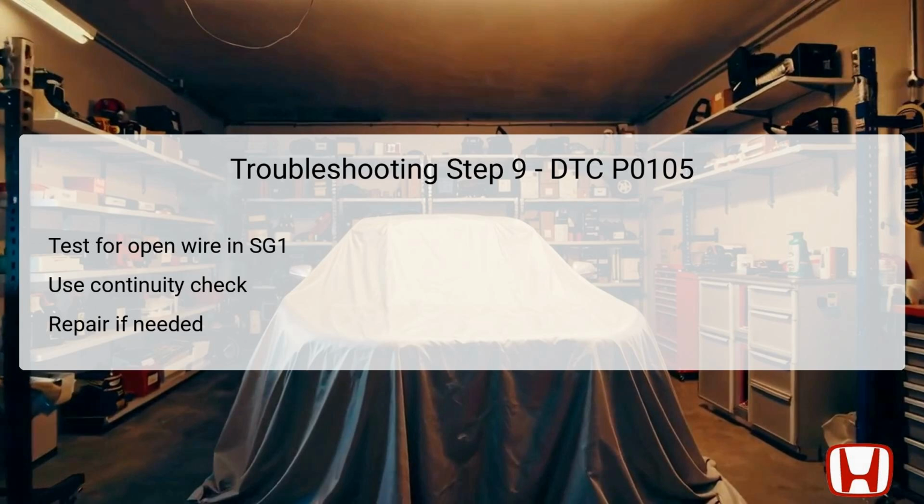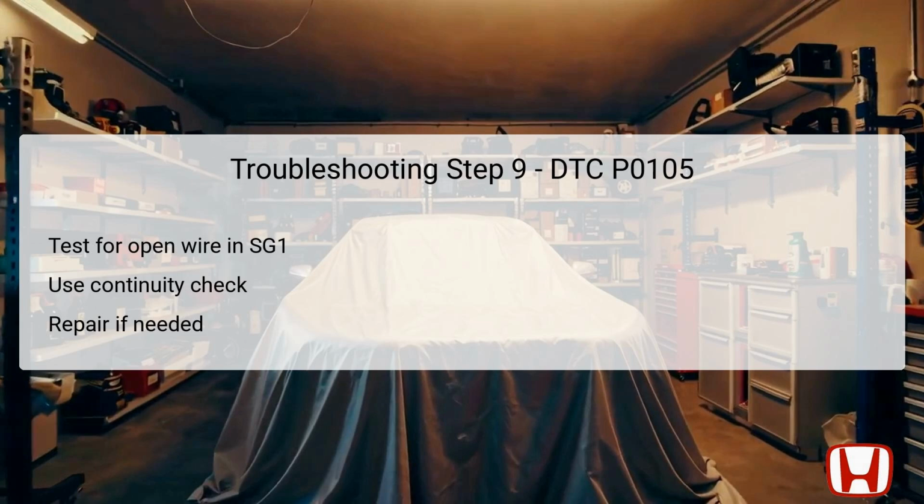The 9th step focuses on identifying any open issues, specifically in the SG1 line. The technician must perform this check with the vehicle in off mode and ensure the SCS line is jumped. With the map sensor disconnected alongside the PCM, it's crucial to measure continuity between the specified test points.